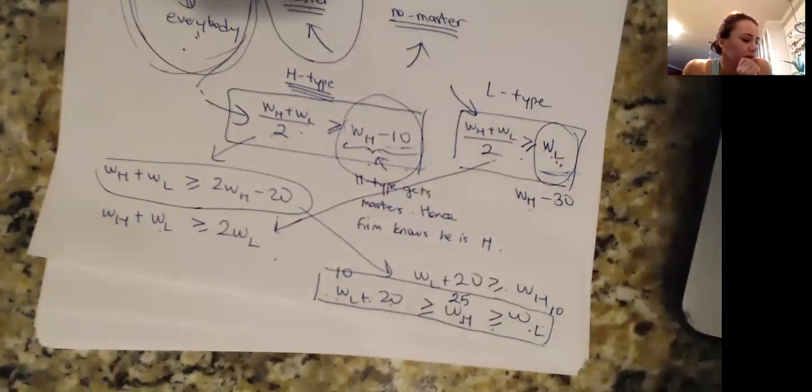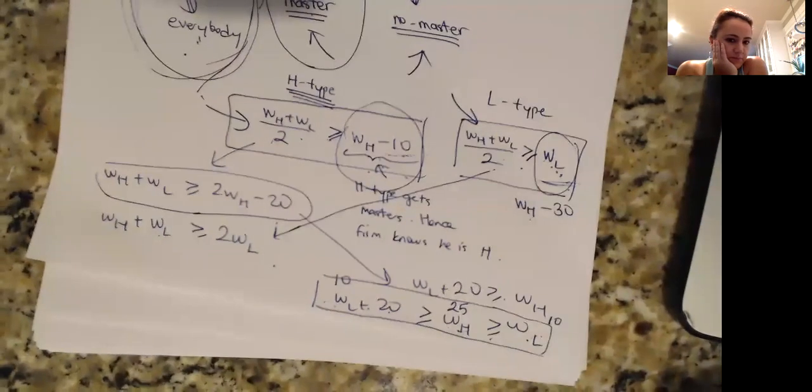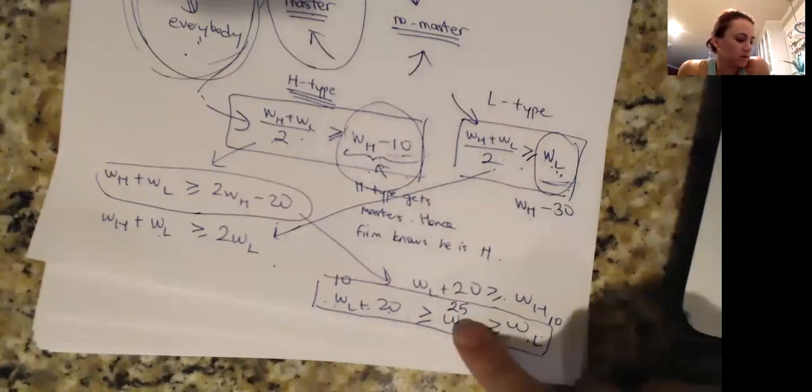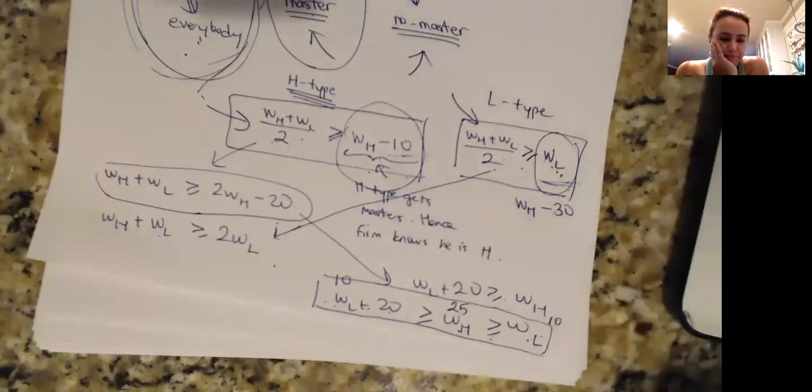So I simply manipulated this. I have two inequalities. And remember, I was trying to find an interval for WH and WL. So when you combine those two inequalities, you get what's on the right, yes, the right and the square.